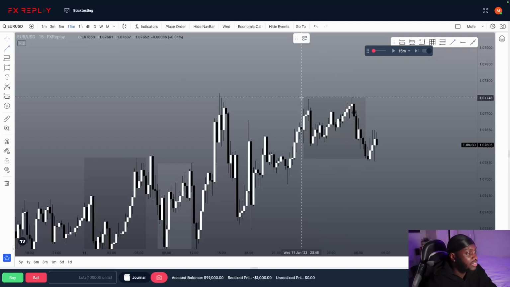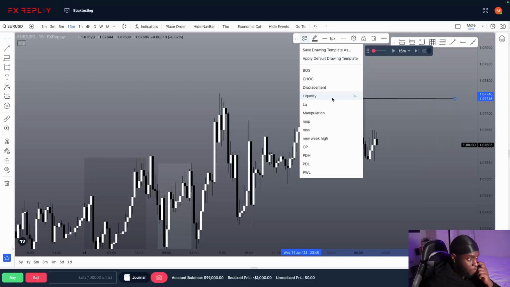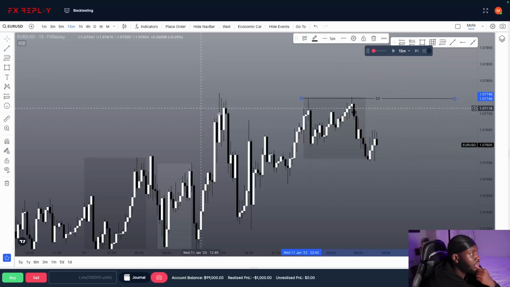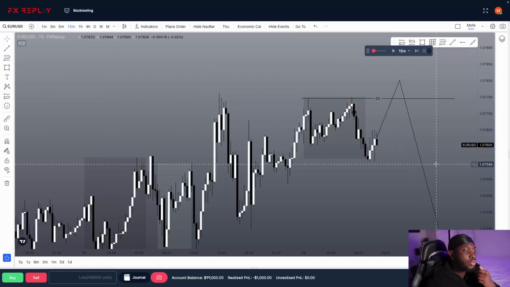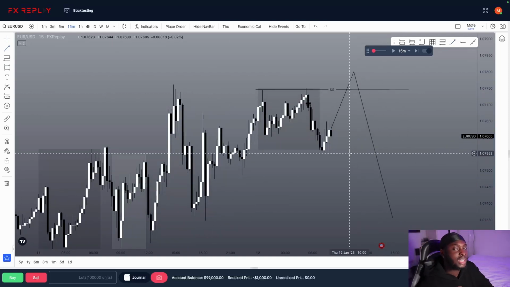So an idea I'd have in my head is that price could push up to sweep Asia's high before we see a push down. So we could see something like this. So me saying that is just showing you guys that there's two ways you can go about this day. You can try and look for a buy in and around here to Asia's high and call it your day. That's your trade for the day.